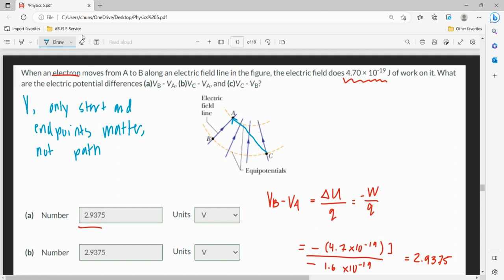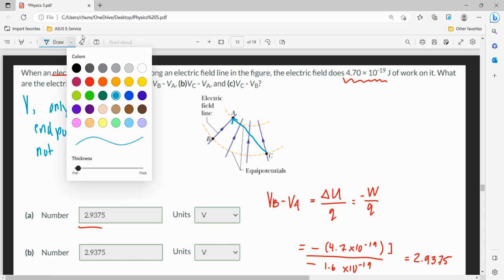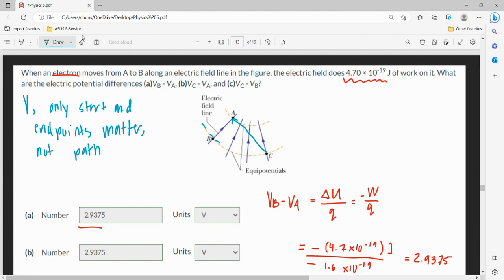So even though it takes a different path from B, because C lies on the same electric equipotential line as B, it's basically like saying VB minus VA is equal to VC minus VA, right? Because we are going from this equipotential line to this equipotential line. So what we did for B and A still applies for C going to A. That's why our answer for part B is the same as part A.